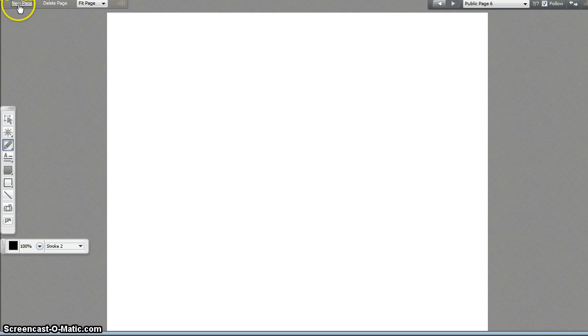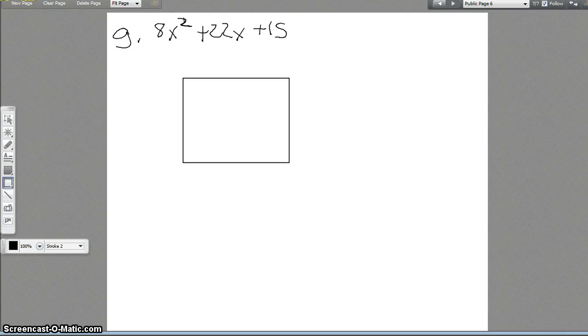So we're going to do just one more part from number 6. We'll do part G. So number 6G is 8x squared plus 22x plus 15. Okay, there is not a common factor for all of these because 15 is odd, 8 and 22 are even. So we're going to make our grid. And when we draw our grid lines, we are going to put 8x squared in the top left box. And we're going to put 15 in the bottom right box.